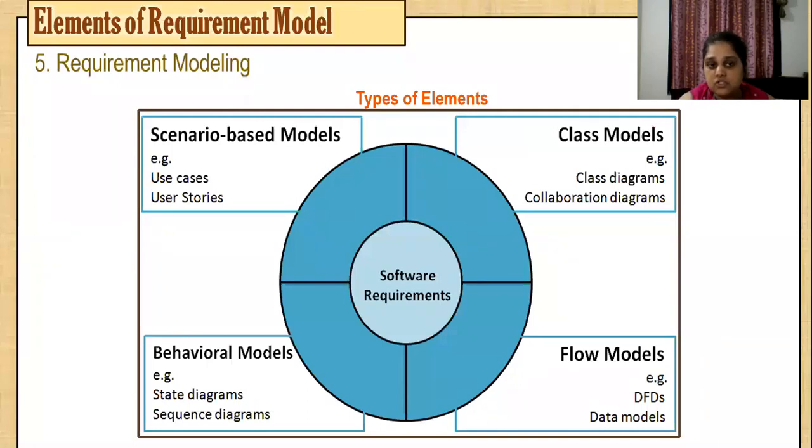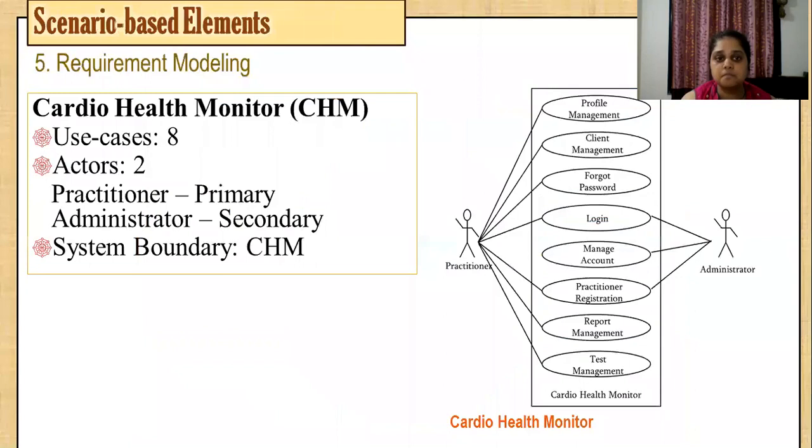In the previous lectures, we studied about the scenario-based models, the use cases, and activity as well as swim lane diagrams which are complementing the use case diagrams. Today we are going to see the behavioral models and the state and sequence diagrams which are showing the behavior of the system. Again, the system that we are going to take for reference is the cardio health monitor system.